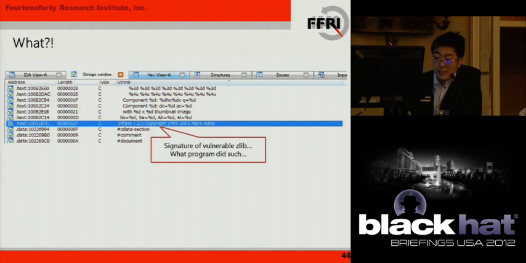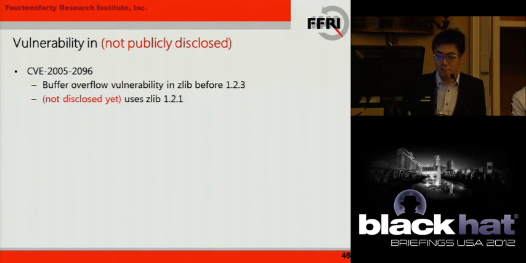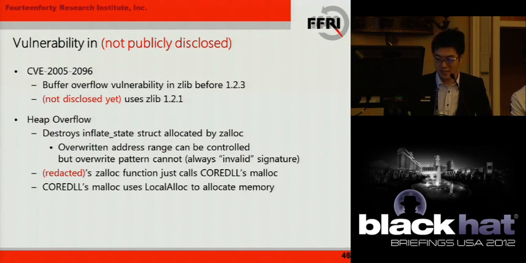This vulnerability is CVE-2005-2096. It is a buffer overflow vulnerability in zlib before version 1.2.3. The characteristics and exploitability of this vulnerability will change according to the alloc function, which is set by every application. Actually, it was a heap overflow, which destroyed the heap managed by local alloc. As a result, it will crash.